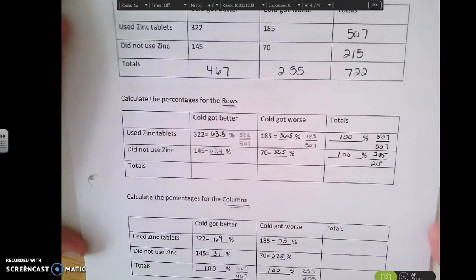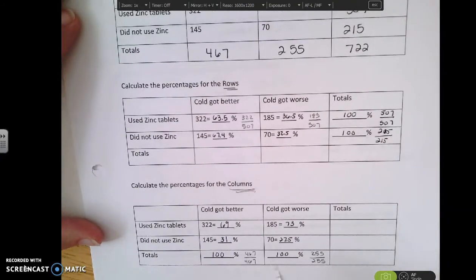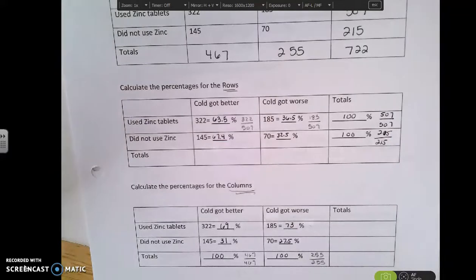And when you're a company trying to sell your product, a lot of times you might use data that looks the best for you. Like you might say, look, 69% of the people whose colds got better used zinc. So that sounds like a really good statistic. 69% got better if they used zinc. But when you add in this other piece of information, that 73% of the people whose colds got worse used zinc, that could go against the company. So this is just how statistics can be manipulated.